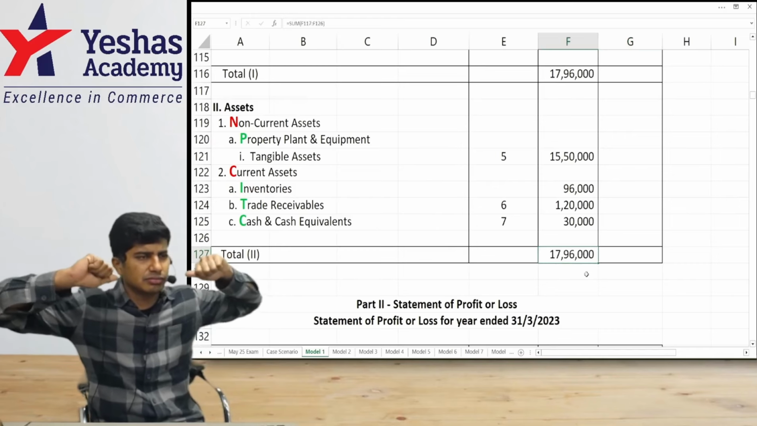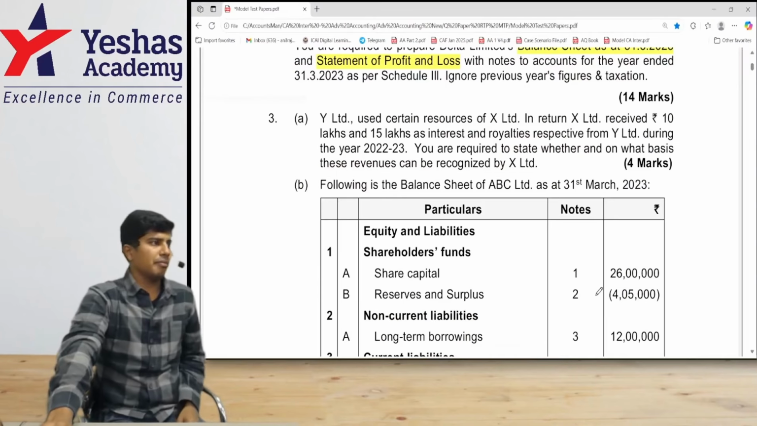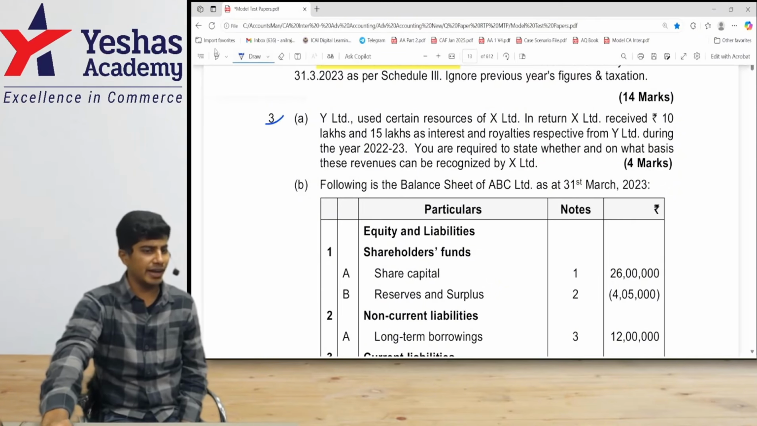Got it? Any doubt? Let's now solve question number 3A from our model test paper number 1. This question 3A is on the topic of Accounting Standard 9.